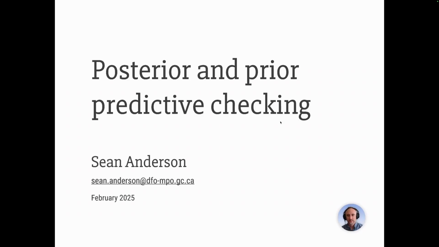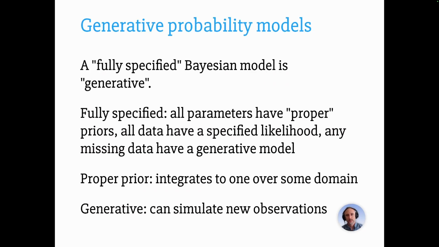Today we're going to start off by talking about posterior and prior predictive checking. So generative probability models, what are they? A fully specified Bayesian model is called generative.